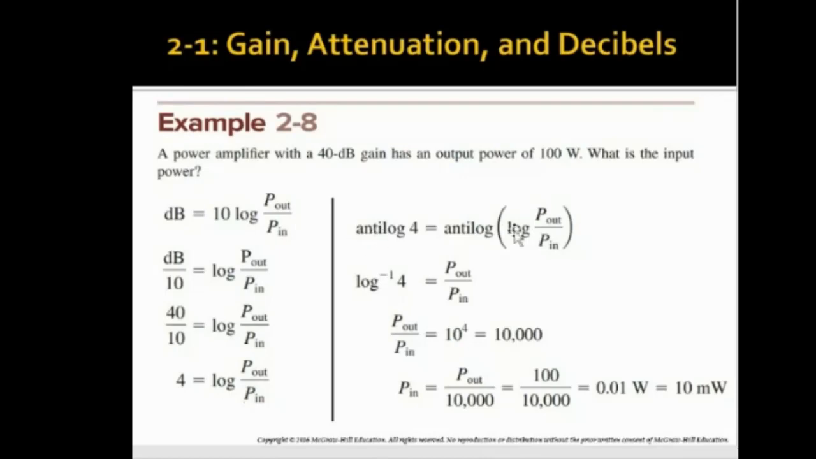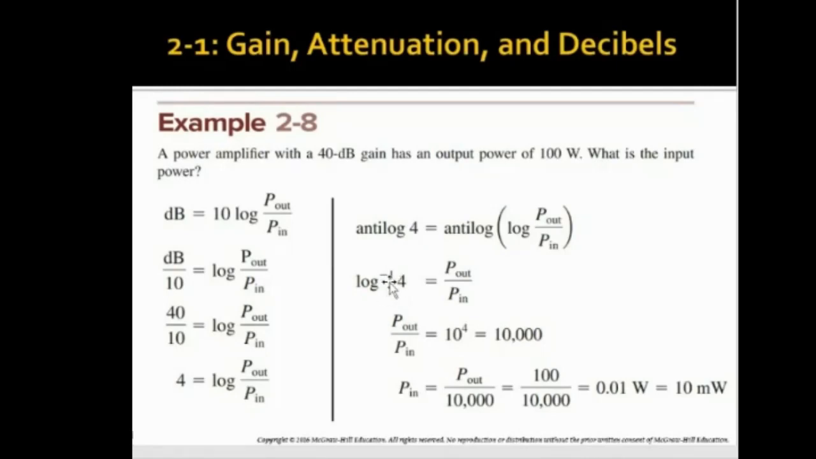Here what we did, from both sides of the equation, we applied anti-log. So we have anti-log of 4. On the other side, we have anti-log of log of P out over P in. The anti-log of a log will just cancel, remaining P out over P in. On the other side, anti-log of 4 means inverse log of 4.